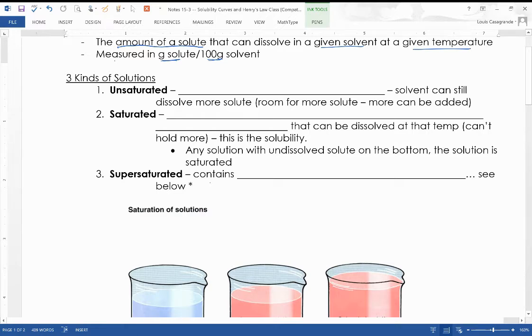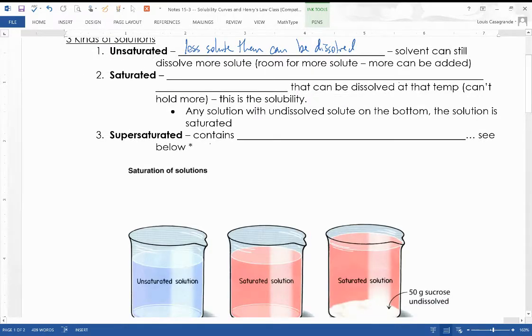In the first kind of solution, this is an unsaturated solution. And in an unsaturated solution, we have less solute than can be dissolved. In other words, there's more room in the solution to put more solute. So solvent can still dissolve more solute. There's room for more solute.